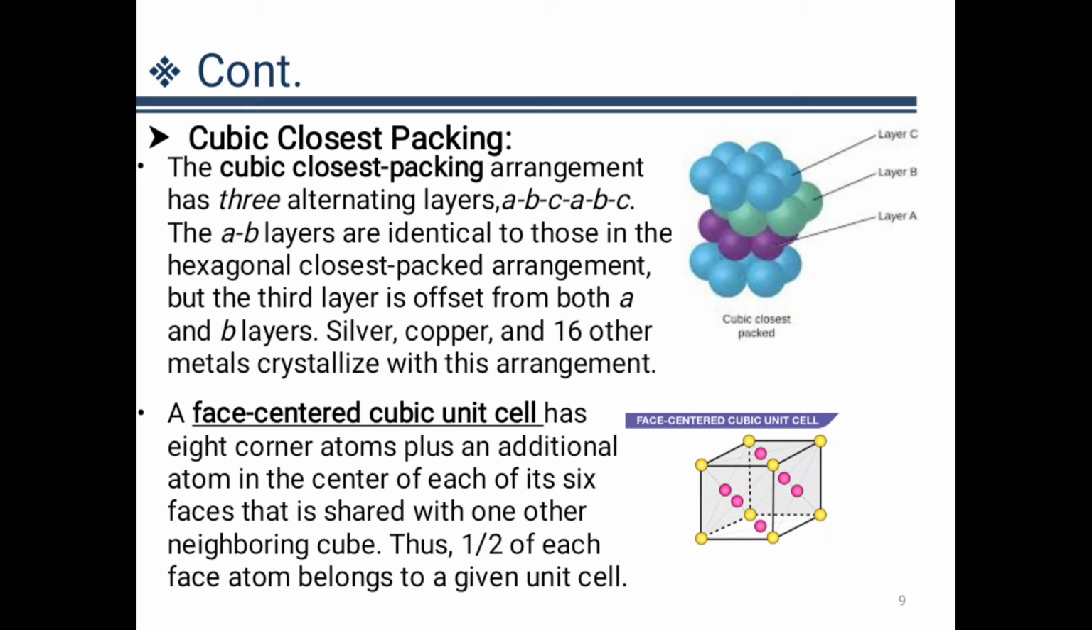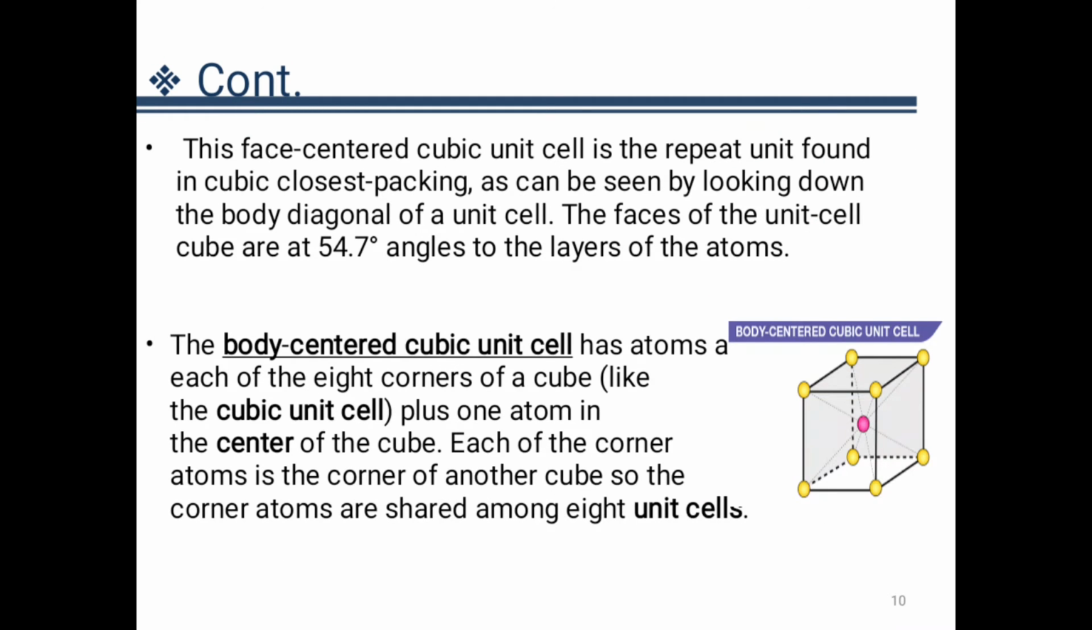So in the slide we show the structure of a face center cubic unit cell. There are half of a face, and 6 faces shared with neighboring cells. The face center cubic cell is the repeat unit found in the cubic closest pack, as can be seen by looking down the body diagonal of a unit cell. The faces of the unit cell cube are at a 54.7 degree angle to the layer of atoms.